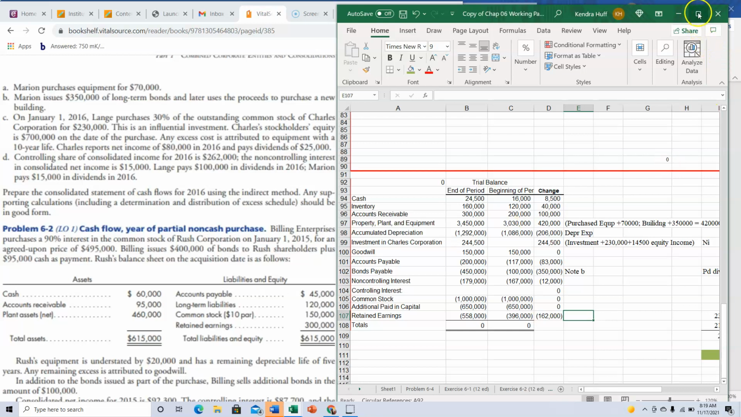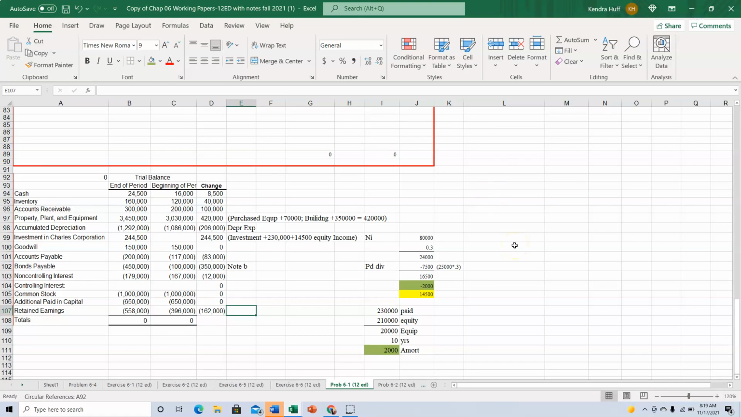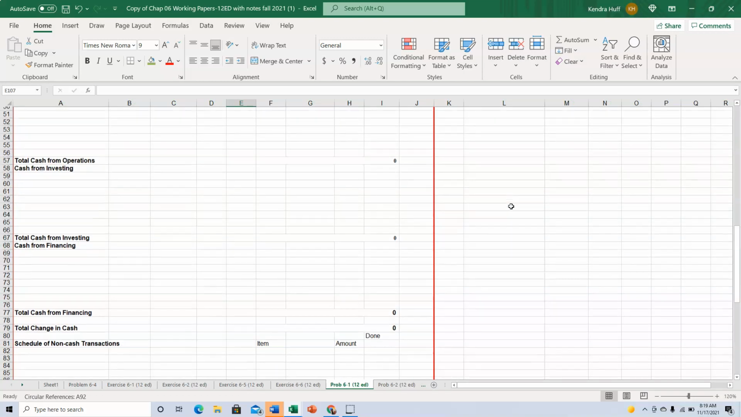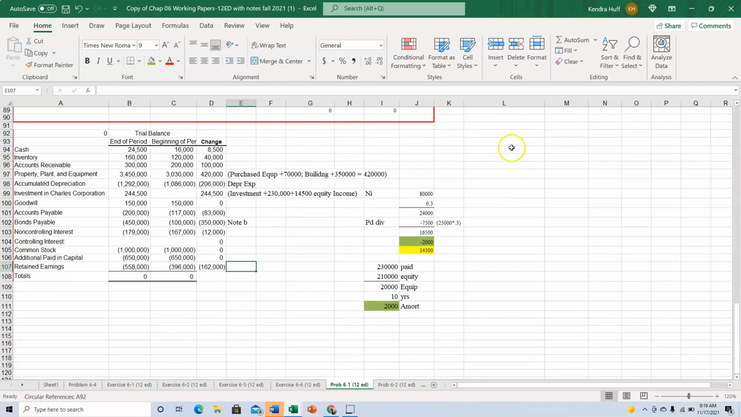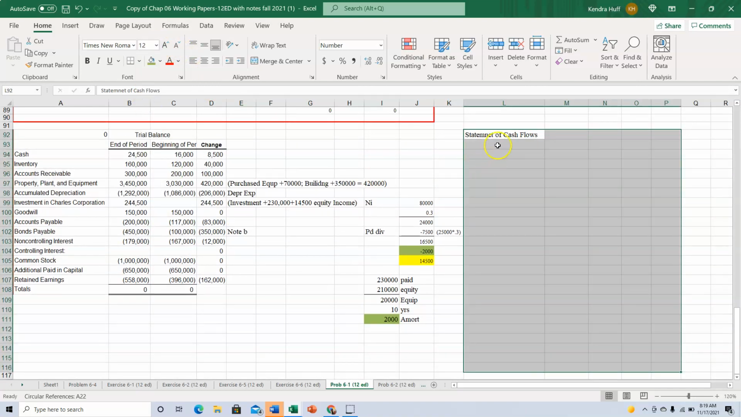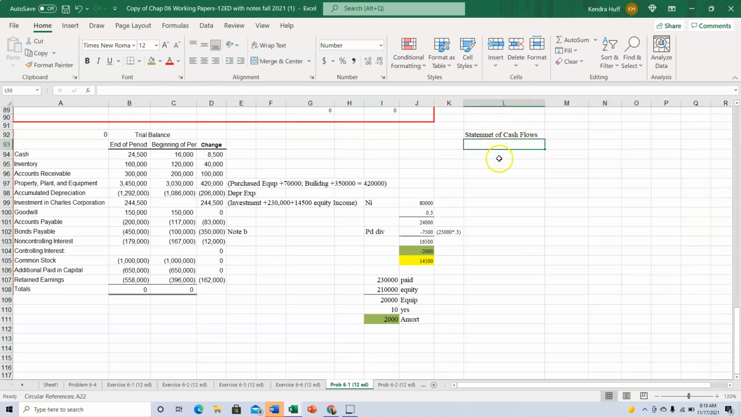Okay, so now we need to do our statement of cash flows. Did they give us a place over here for it? I'm just going to type it out over here. I don't know why everything is a 9 font. I can't see anything. Of course, it should have the whole heading, but I'm not going to worry about all that stuff at the top.